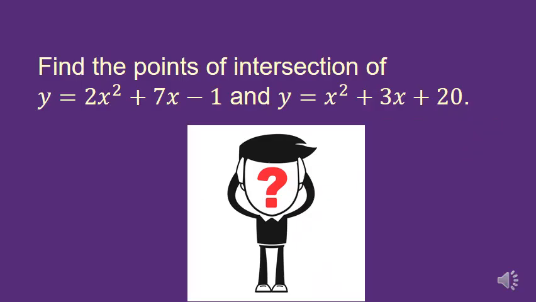Most of the problems we're going to look at this week look something kind of like this. It says find the point of intersection of y equals 2x squared plus 7x minus 1 and y equals x squared plus 3x plus 20. So think about that for just a second, and then we'll figure out how to do it.